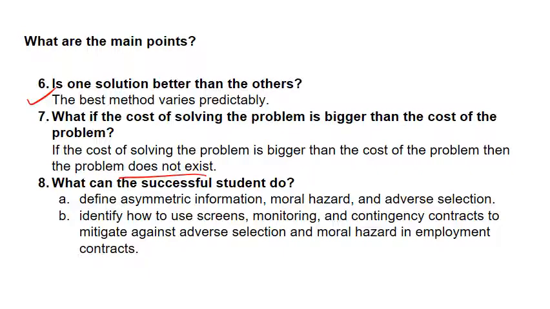At the end of the lesson, the successful student should be able to define asymmetric information, moral hazard, and adverse selection. You should be able to identify how to use screens to mitigate against adverse selection and moral hazard in employment contracts.